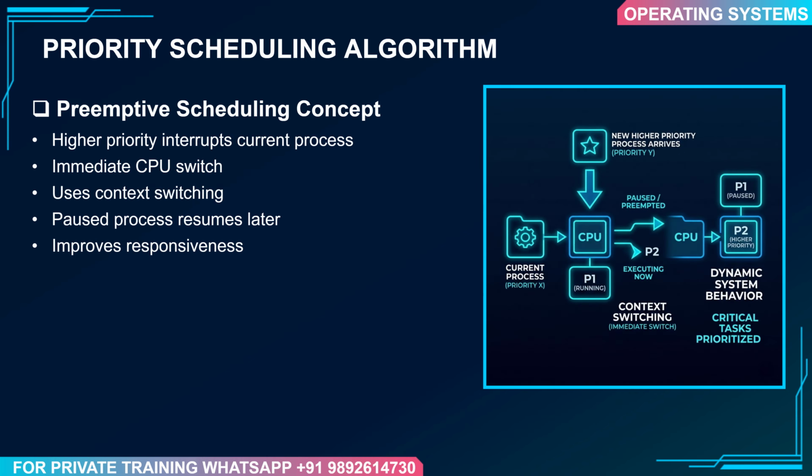On the other hand, in preemptive priority scheduling, the system behaves more dynamically. If a new process arrives with a higher priority than the currently running process, the CPU immediately switches to the new process. This switching is possible because of context switching, which we discussed earlier. The current process is paused and the higher priority process starts executing right away. This makes the system more responsive, especially for critical tasks.